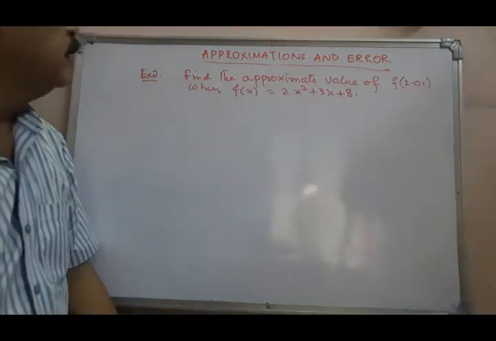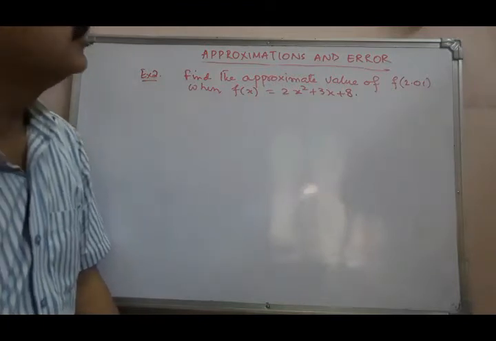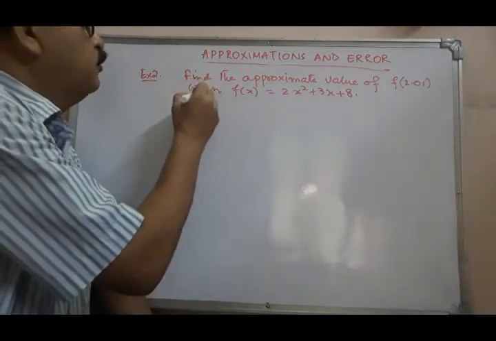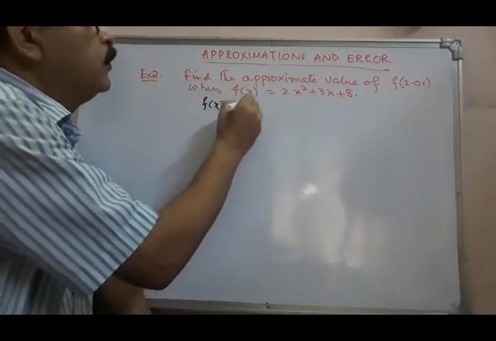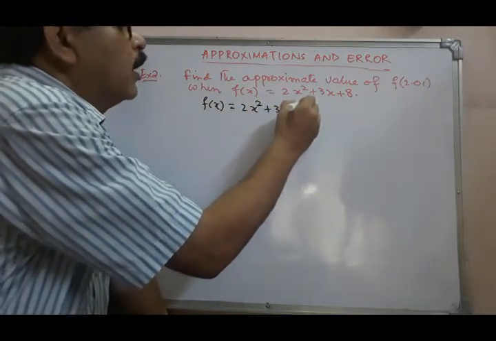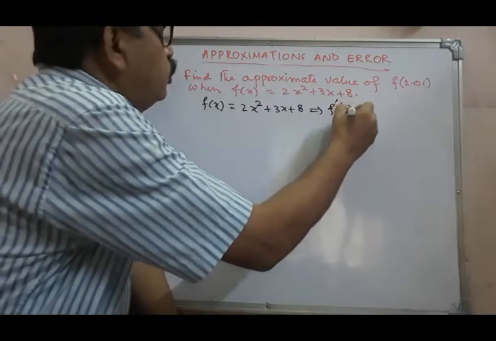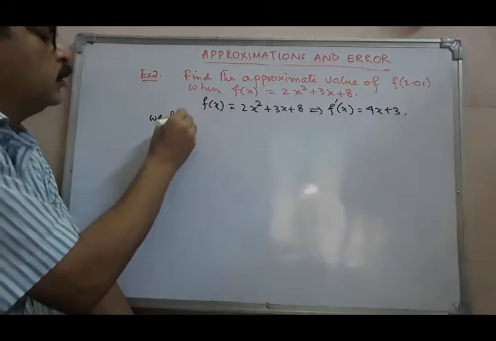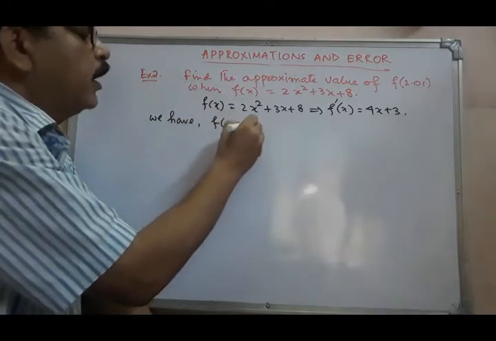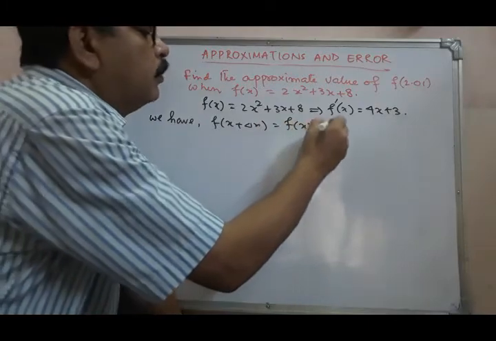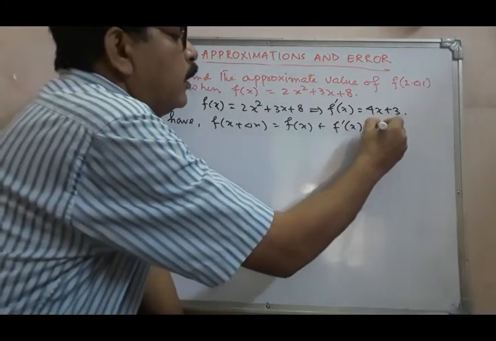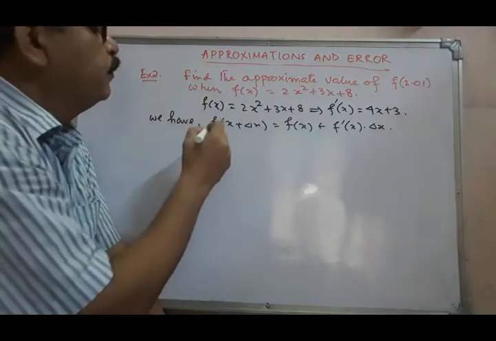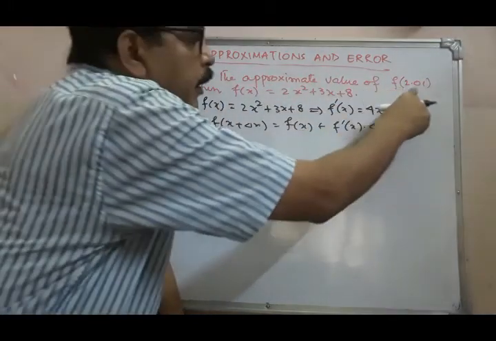We are taking the second example. Find the approximate value of f 2.01 when f x equal to 2x square plus 3x plus 8. So therefore here we have f x equal to 2x square plus 3x plus 8. Therefore f dash x equal to 4x plus 3. So write down the relation. We have f x plus delta x equal to f x plus f dash x into delta x. So we have to calculate f 2.01.